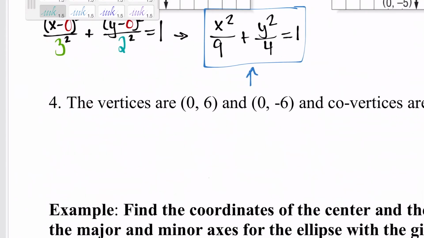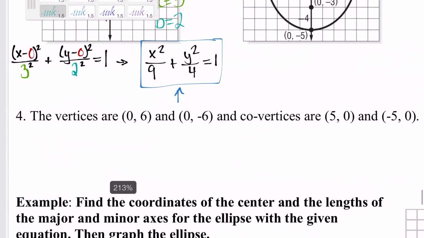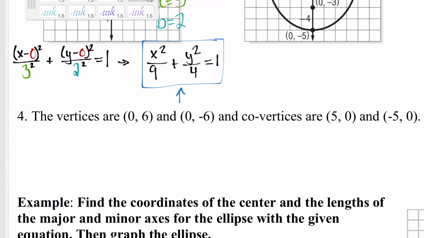So I'm a very visual person and I tend to want to sketch this kind of stuff out. Here we have my vertices at (0, 6) and (0, -6). So that means we're along the y-axis. So we'd have (0, 6) and (0, -6). And then our co-vertices are at (5, 0) and (-5, 0). So that means we're along our x-axis.